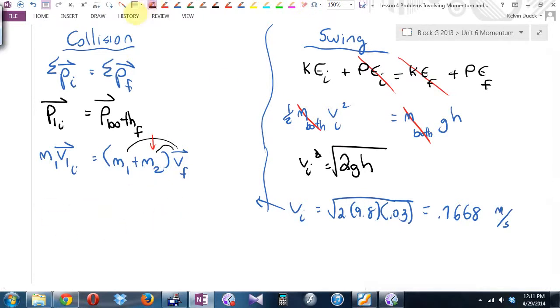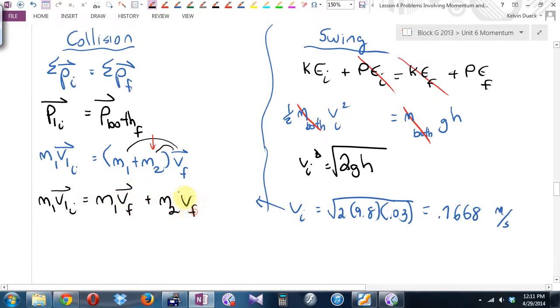So I'm going to get M1V1 equals M1V final plus M2V final. What are we trying to get by itself? M2, which is sitting right there. Suggestions. Move that guy over. Good call. So I'm going to get M1V1 minus M1V final equals M2V final.